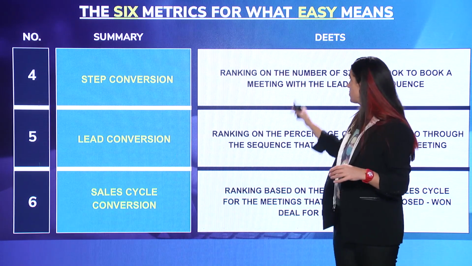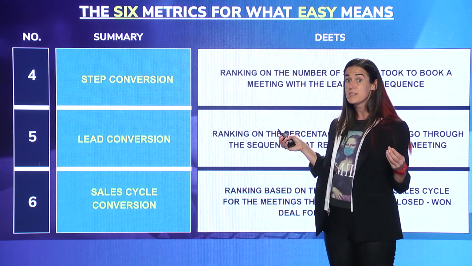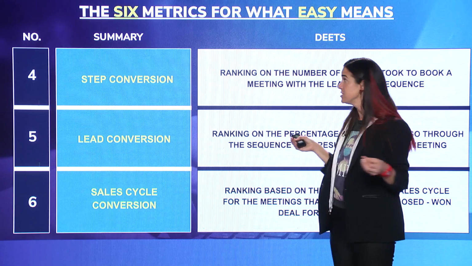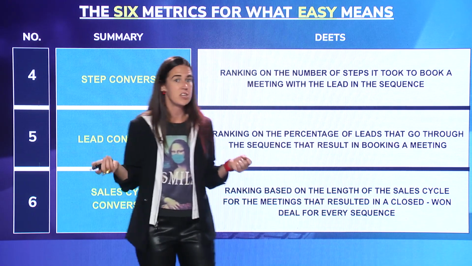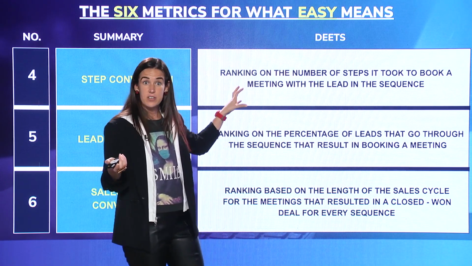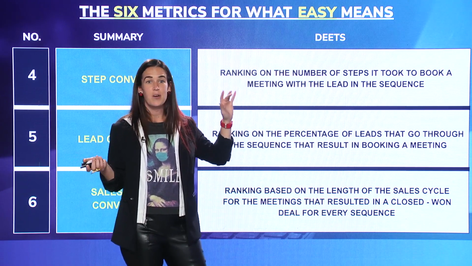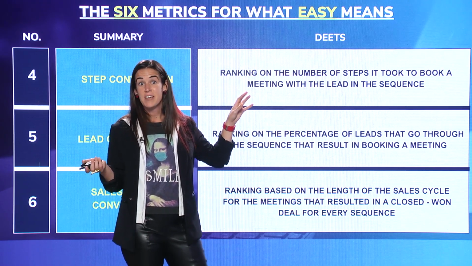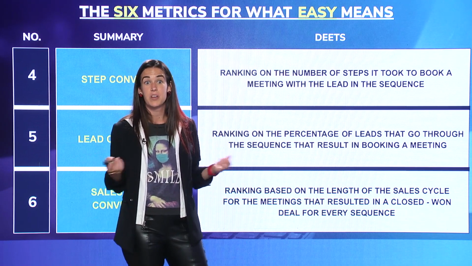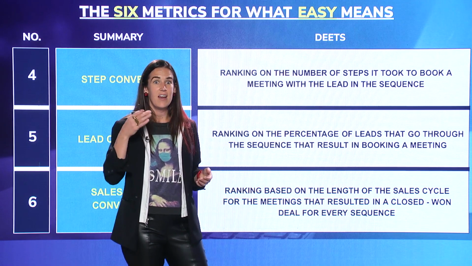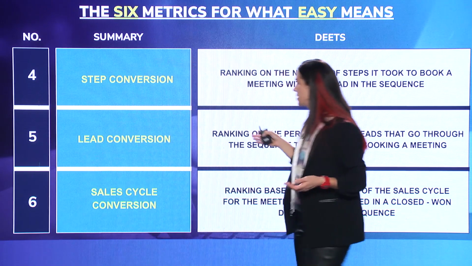Number 4, step conversion. Something that is a good litmus test on which sequences are easier to book meetings for SDRs, at least, is how many steps it took them to book a meeting on average. So you should take a look at all your sequences, understand that maybe for content downloads, it took you 15 steps, and maybe webinar registrants, it took you 5. So obviously, in terms of steps and the amount of time and alacrity that they have to put in to cause conversion, in the latter case scenario, it's much easier. So step conversion is something I'd be looking at.